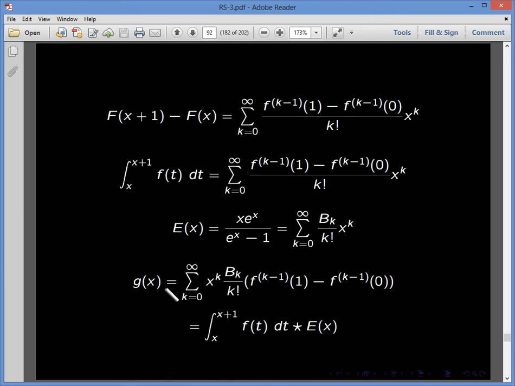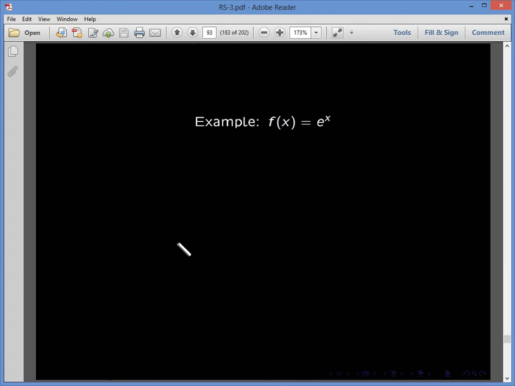So GX is defined like this, and that's exactly the convolution of these two functions. So I'm writing it as this integral from x to x plus 1, with this special function EX that is coming from the Euler-Maclaurin formula, or that thing that I discovered at the beginning. So that is the transformation. We start with f of x, you do this integral and convolution with that special function, and that's one formulation of the answer we introduced before, using this new notation star.